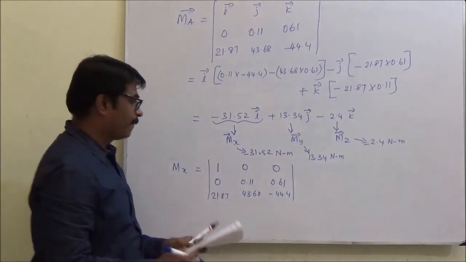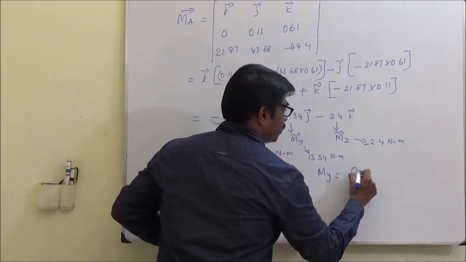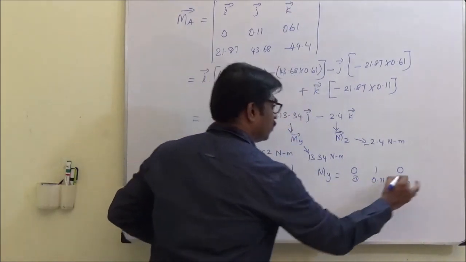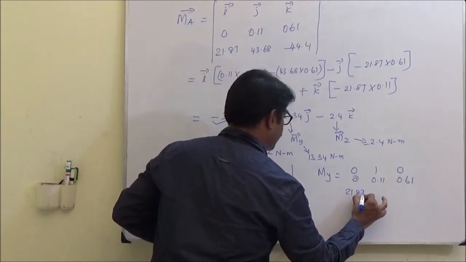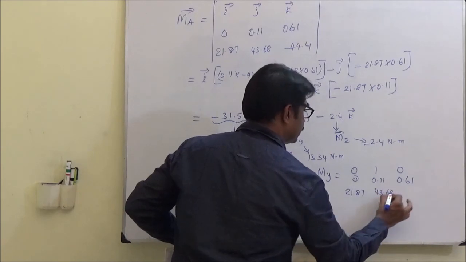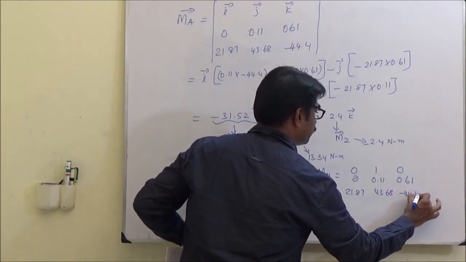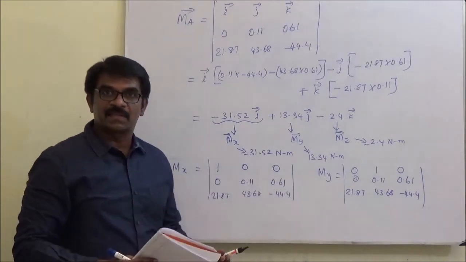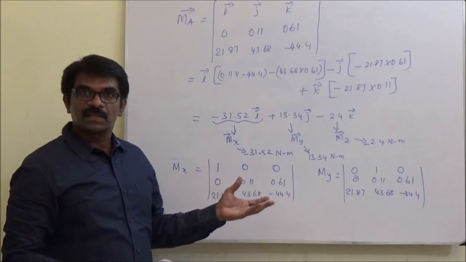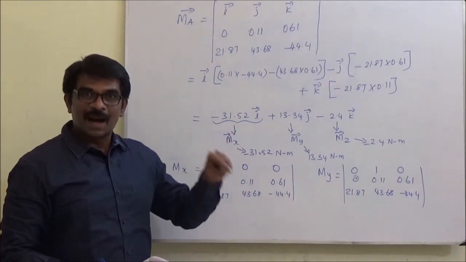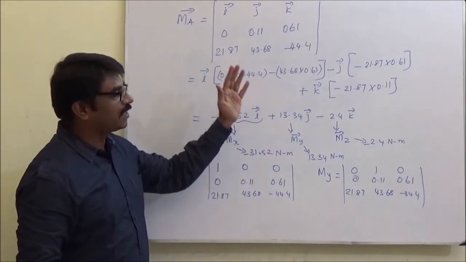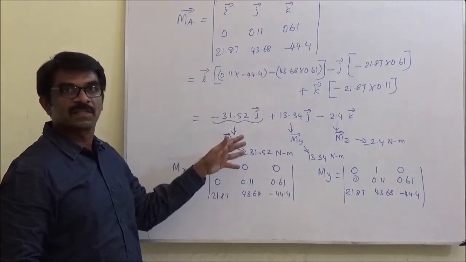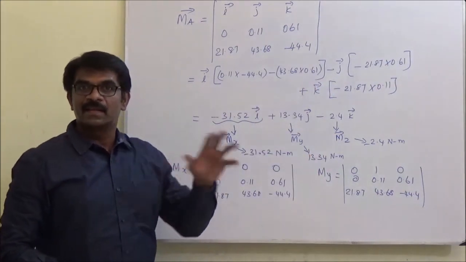So similarly for my, 0, 1, 0, the same values, 0, 0.11, 0.6, then 21.87, 43.68 and minus 44.4. So you will get this value directly. So about an axis, if only one axis is asked, find out the moment of this force about the z axis, then directly you can use only mz. You can directly find mz. You don't have to find it this way. Since in this problem it is asked mx, my and mz about the coordinate axes.